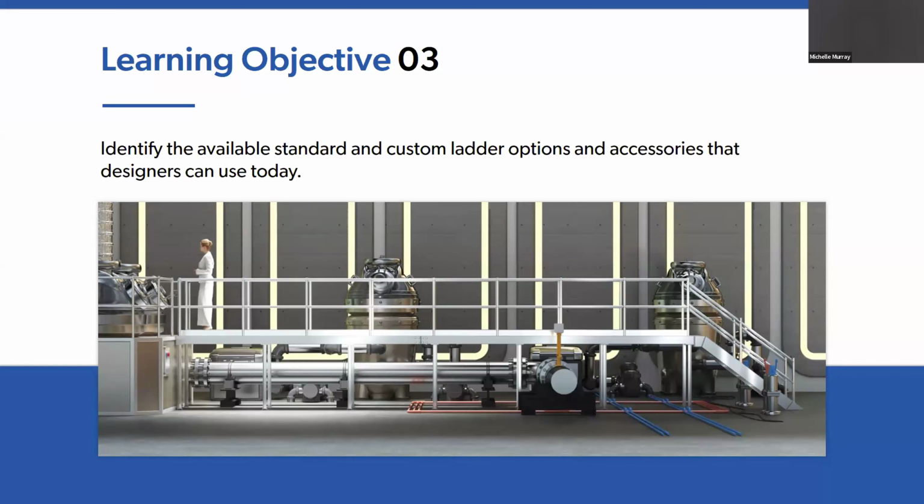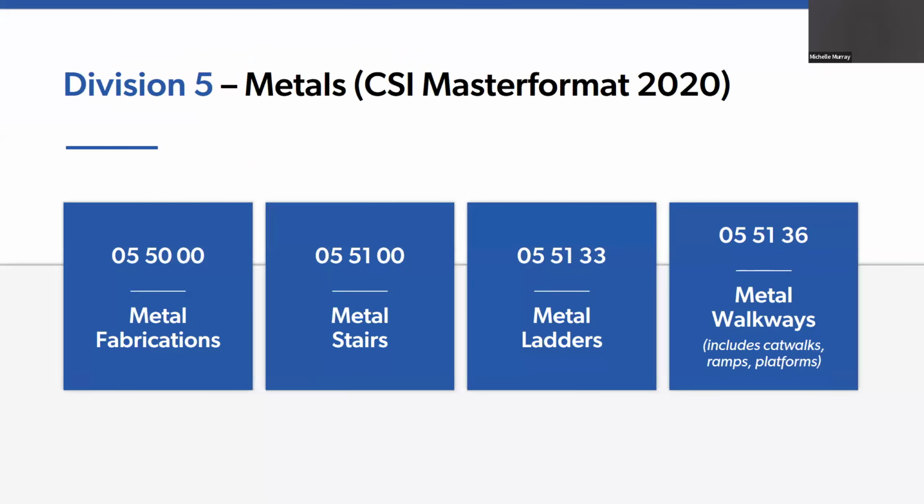So we will move on to learning objective number 3, which is looking at the available options and accessories that designers can use on ladders today. You'll find metal ladders in Division 5 of the CSI MasterFormat under the metals, and these are just some of the areas that we're going to be looking at.